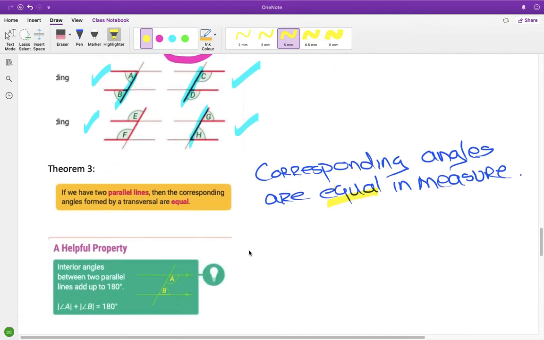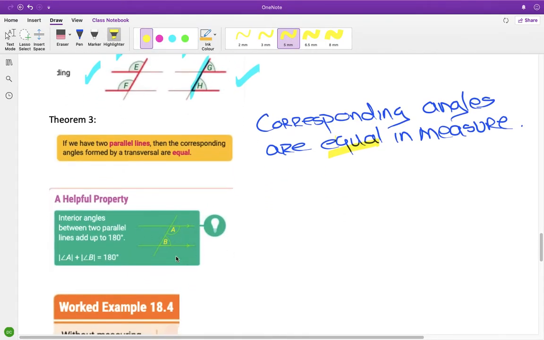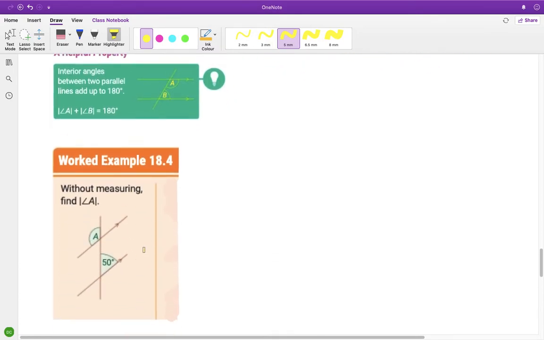Okay? And now there's just a little hint here. You can figure it out using other ways, but it's handy. Can you see here the interior angles between the two parallel lines? Do you know what I mean? So A is in between the lines and B is in between the lines. They add up to 180. That's not a theorem because you can figure it out using other theorems. It's just a little helpful hint. Okay, so just throw that into your notes. Okay, so we'll have a look at this one.